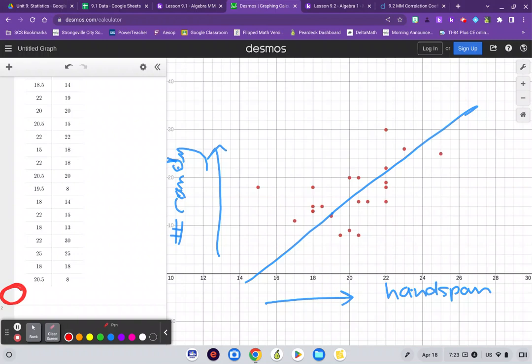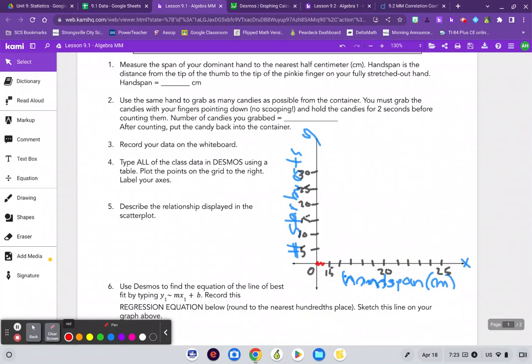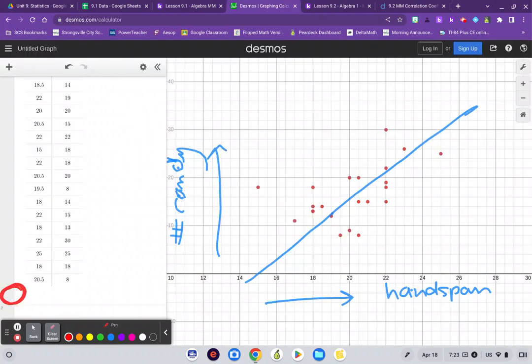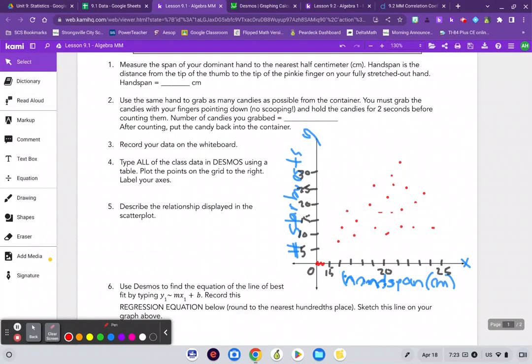For the sake of time, I'm just going to plot some of the points that we had. There we go. We said that this looks like it has a positive, somewhat linear association. Not quite exactly, but close. Take a couple of these away.